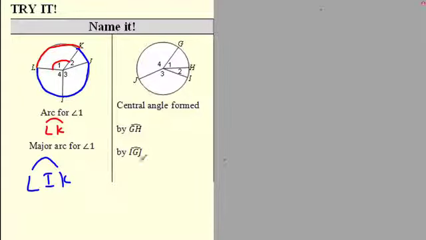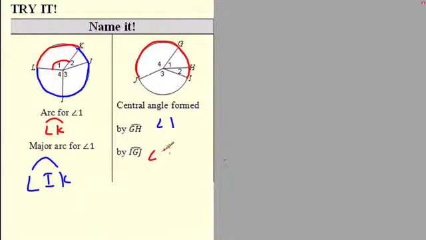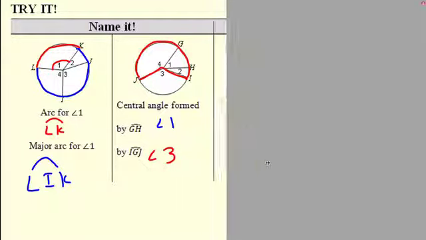Very cool. Can you go backwards? What if I tell you, what's the central angle formed by GH? So here's the arc by GH. Who does it make? It makes angle 1. So no problem. It kind of goes both ways here. How about IGJ? So if I'm looking at IGJ, let me erase my old one here, and we'll do this one in red. So if I go from I to G to J, what angle is it naming? Well, it's a major arc for which one? Remember, you're naming angle 3. It's this angle formed here. So it's the major arc for angle 3. The minor arc would be JI. Excellent. Very good. So that's naming it.